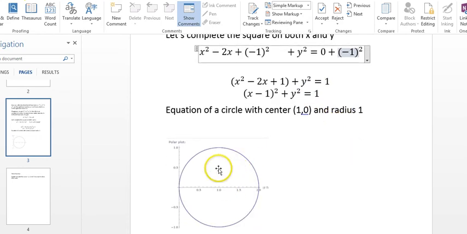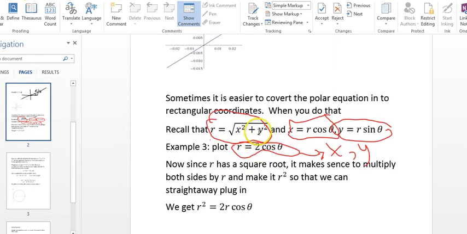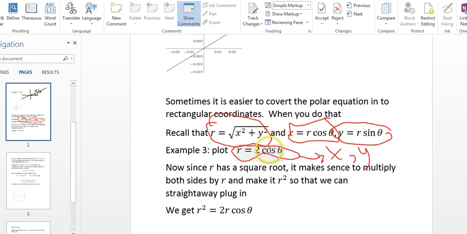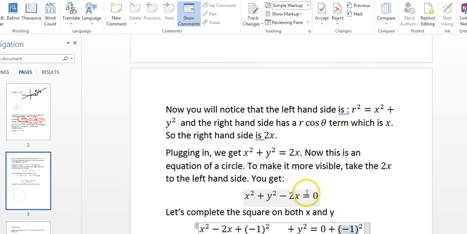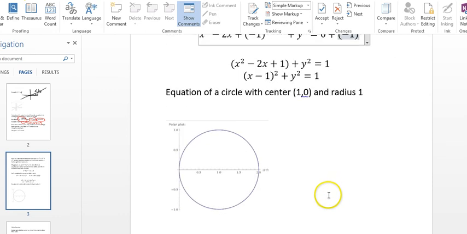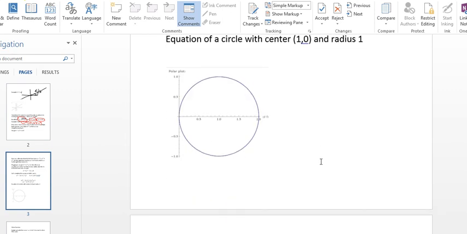So the graph is actually given here. The graph is a circle with a center at 1, 0, and the radius is of course equal to 1. So basically we started off here and we multiplied both sides by r, and we replaced r squared by x squared plus y squared, and the 2r cosine theta by 2x. We got this, and then we brought everything onto the left hand side, completed the square, and then we have an equation in x, y, which is an equation of a circle. So the graph of this particular polar equation is a circle.